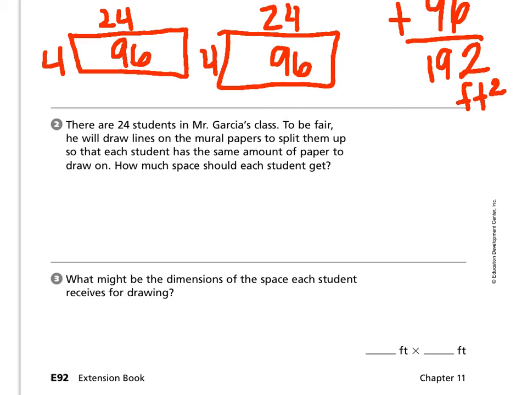There are 24 students in Mr. Garcia's class. To be fair, he will draw lines on the mural papers to split them up so that each student has the same amount of paper to draw on. How much space should each student get?